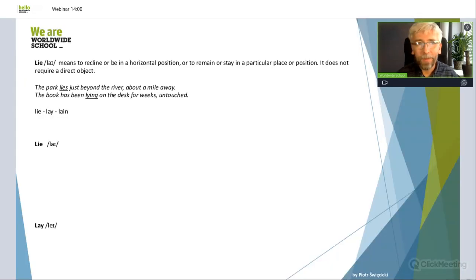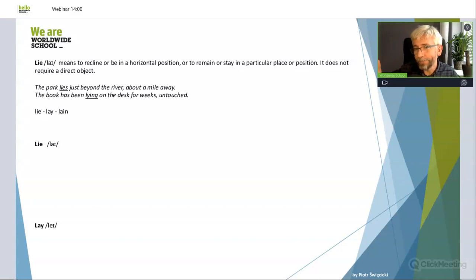Let me remind you. Lie means to recline in a horizontal position, or to remain or stay in a particular place or position. It does not require a direct object, so you can just lie somewhere. The park lies just beyond the river, about a mile away. Or the book has been lying on the desk for weeks untouched. Or just lie down. Please lie down. Yeah, that's lie. The past forms are lie, lay, and lain.